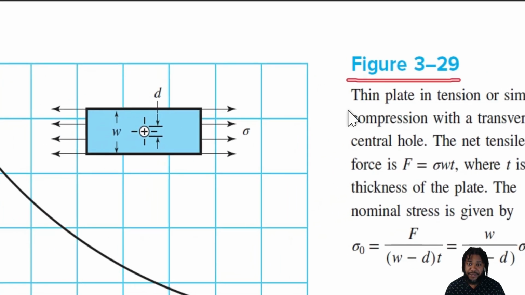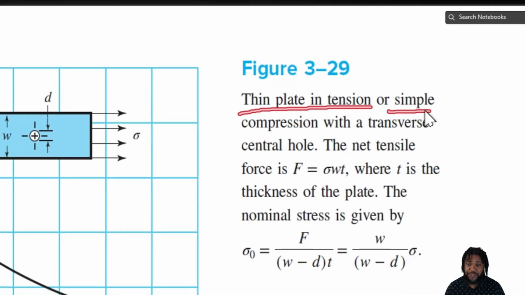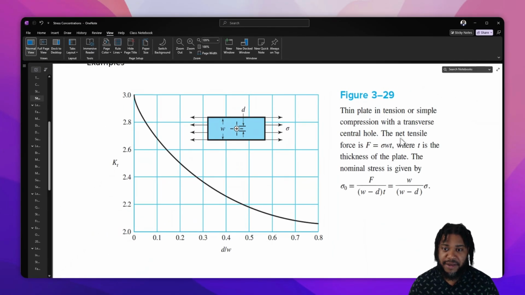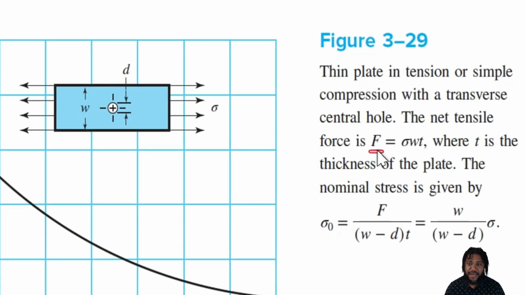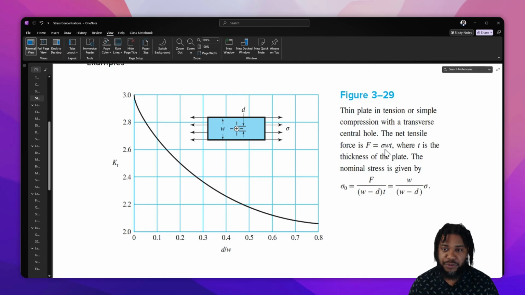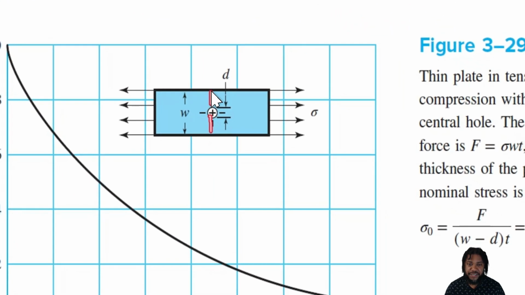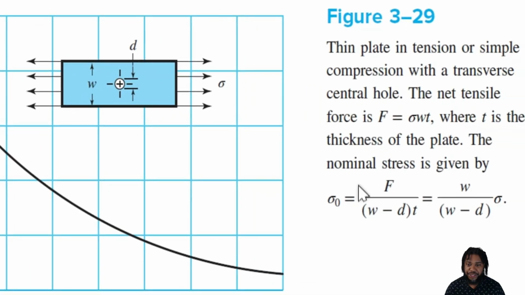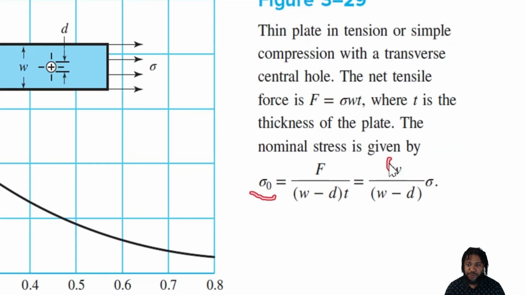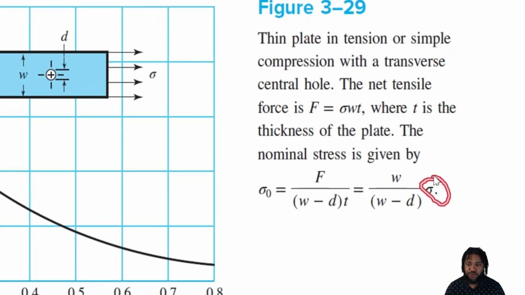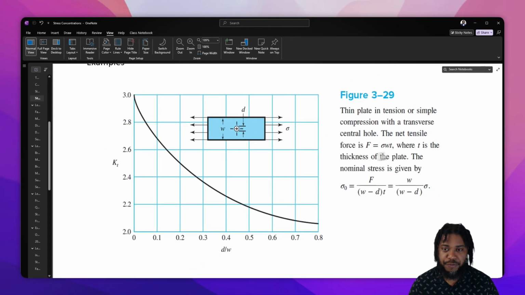chart for a thin plate in tension or simple compression with a transverse central hole. Here we're told that the net tensile force, F, is equal to sigma times W times T, where T is the thickness and W is the width of the plate. And the nominal stress in the vicinity of our discontinuity, sigma naught, is equal to the width divided by the width minus the diameter of the hole, times the remote stress, right?